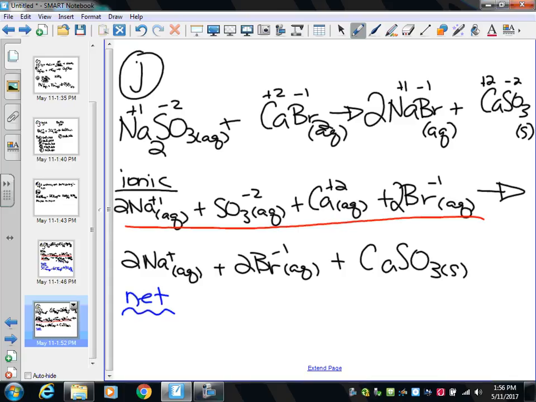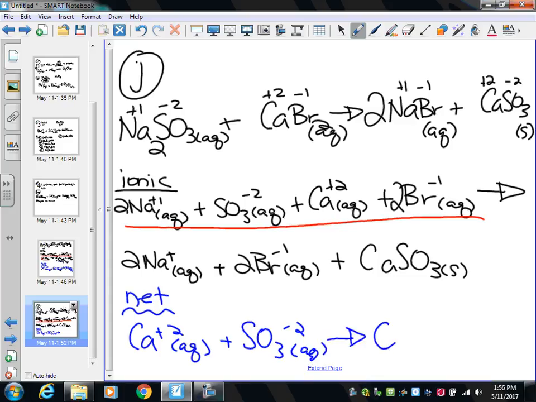So my next one here, my net ionic is going to be what? What 2 ions are going to come together to make me that solid? Ca and SO3. So Ca is there, +2 aqueous, plus my SO3 as a -2. It's aqueous to make me my CaSO3 as a solid. Sorry, it's kind of scribbled. And that's net ionic. Is that a little better for those of us that wanted another one?